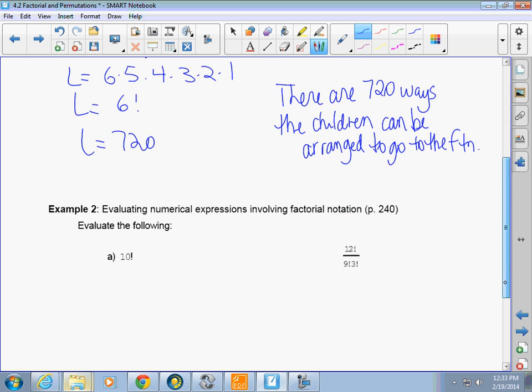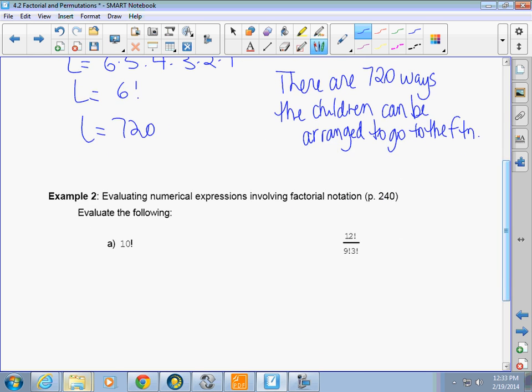Okay. So it says example 2, evaluating numerical expressions involving factorial notations. We're going to evaluate the following. So 10 factorial is the same as 10 times 9 times 8 times 7 times 6 times 5, 4, 3, 2, and 1. So if you multiply all of that together on your calculator, you get 3,628,800. Little dyslexia there.